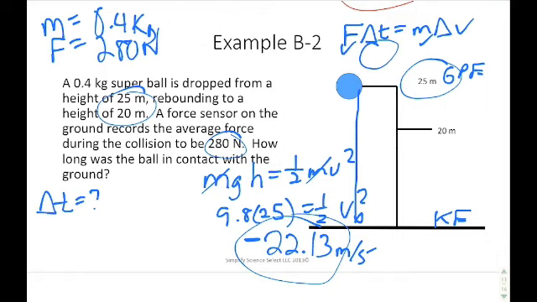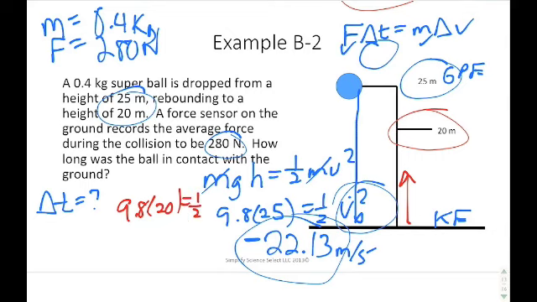People say, but wait a second, the calculator didn't tell me negative, it told me 22.13. Remember, when you take the square root like we did to solve for the velocity, you have to get a plus or minus solution. Since the ball is moving down, it would be a negative solution, or minus 22.13. We need to do the exact same thing for the ball when it's on its way up. Mass, gravity, height is 1/2 mv squared, or 9.8 times, in our case, 20 equals 1/2 v squared. When we do it that way, you would get 9.8 times 40, and you take the square root of that value.